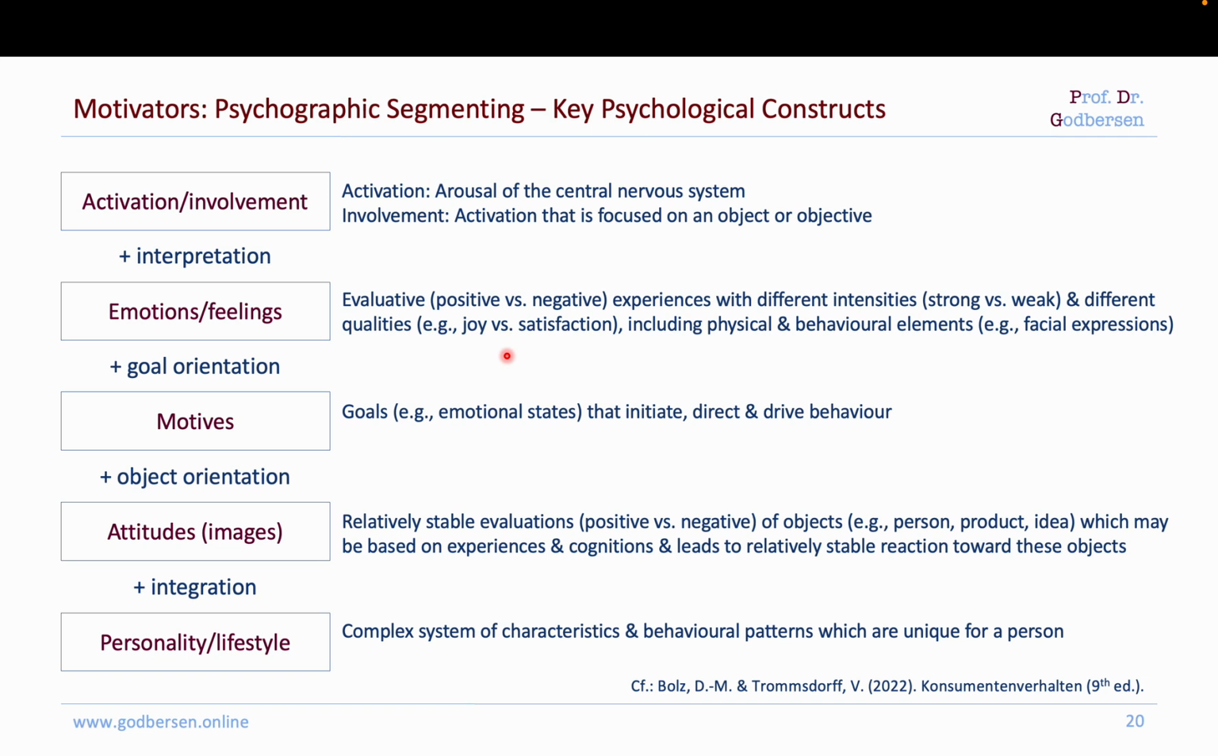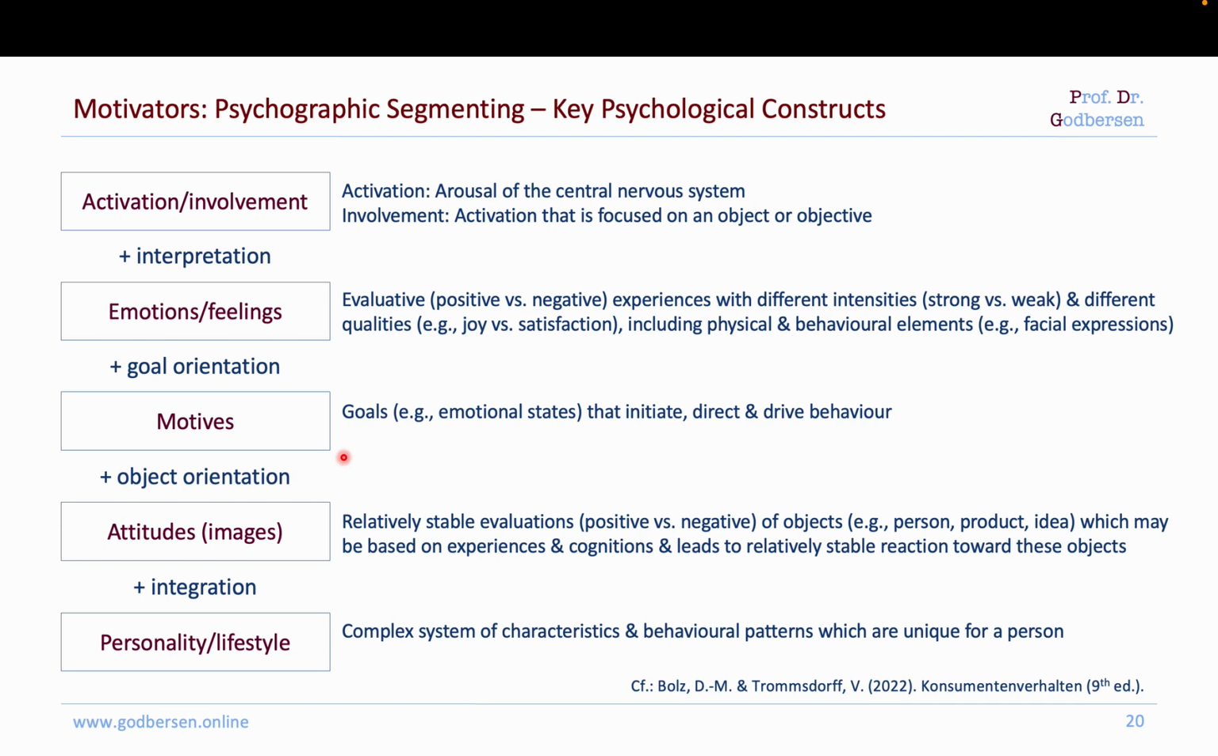Normally, emotions come with physical and behavioral consequences or elements that accompany them, like a facial expression. If you're happy, you will laugh or smile. If you're sad, you'll probably cry. So, that is an emotion. When you add the goal orientation to an emotion, you come to motives.